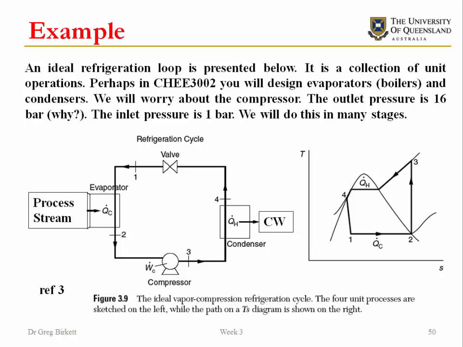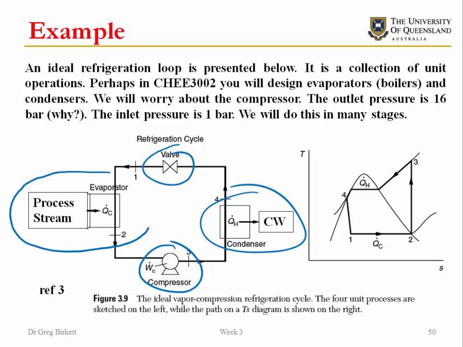Now here we have a typical refrigeration cycle. We have a compressor, which is the thing that we're interested in, and then after the compressor we've got our condenser, our expansion valve, and then we're actually cooling the process stream in the evaporator of the refrigeration cycle. In this compressor here, we're compressing gases from 1 bar all the way up to 16 bar.